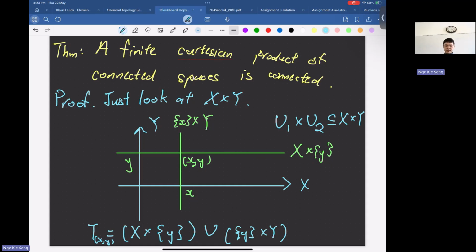What's the intersection? X cross small y and small x cross y. Their intersection is this (x, y) point here. So the union of them is a connected set. It's connected.